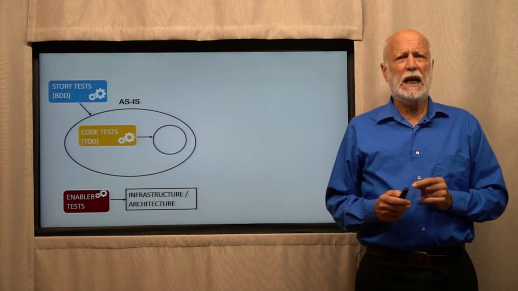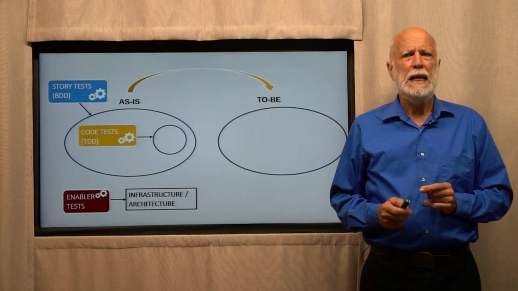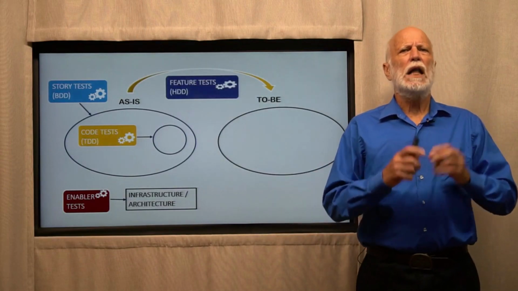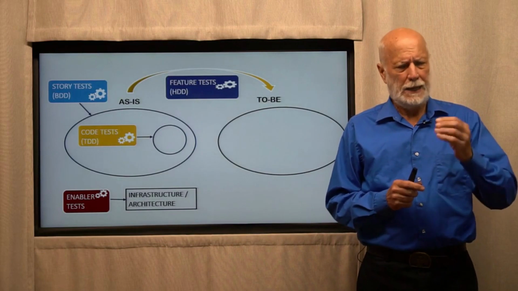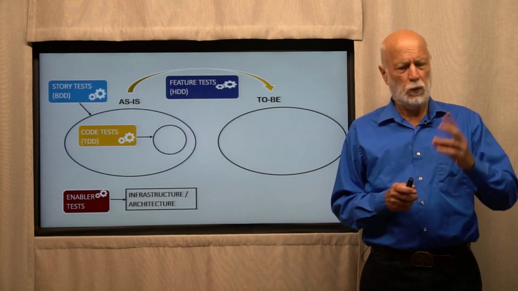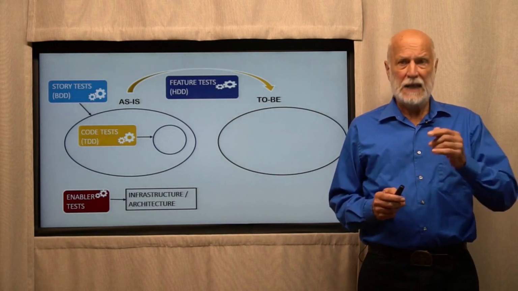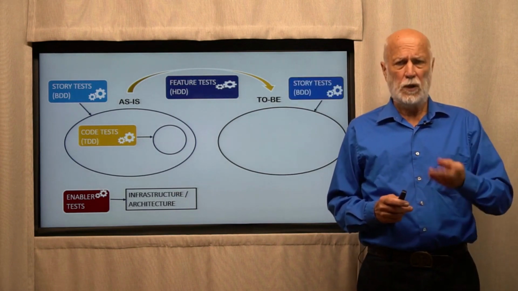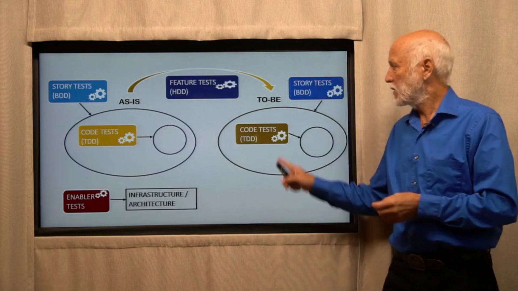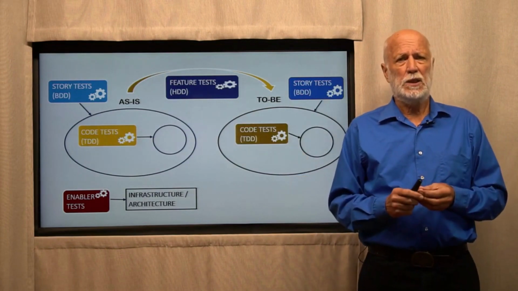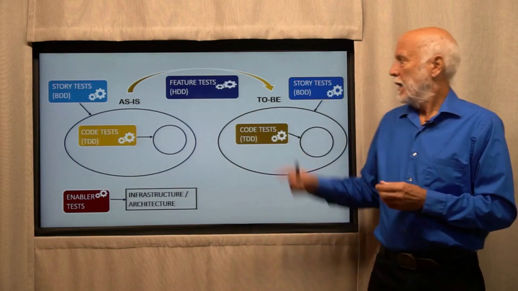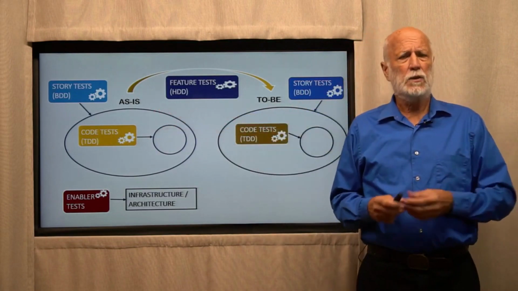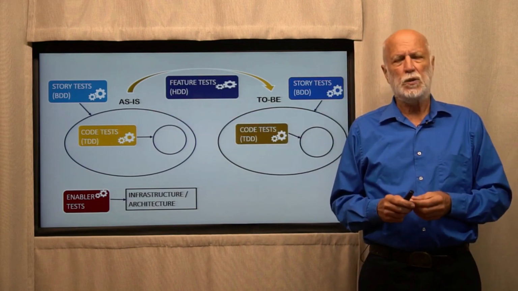Now we come up with an idea for a new feature, and that's going to be our to-be system. And we'll have some feature tests, the hypothesis-driven development, and we'll look at that shortly. And then again, we'll have some story tests for the feature itself, or the individual pieces, and some code tests for the implementation. And of course, these will be our new, and we should still be able to pass all the old story and code tests as well.